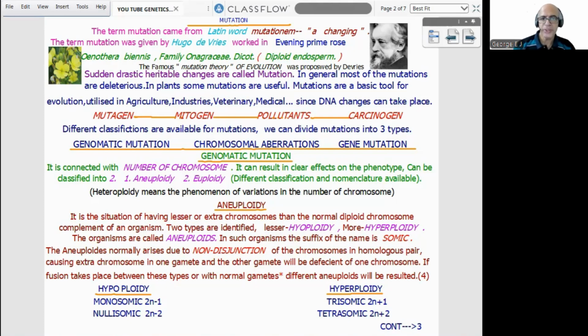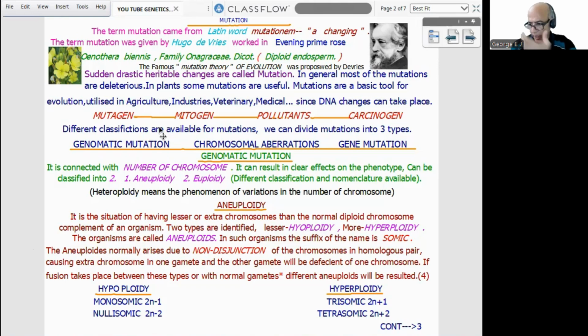Now, the famous mutation theory of evolution was also proposed by him. And what is the definition of mutation? Sudden, drastic, heritable changes are called mutation. In general, when we say mutation, it is deleterious, of no use, with adverse effects possible. But in plants, some mutations are useful. And remember, mutations are a basic tool for evolution. Artificial mutation can be utilized in agriculture, industries, and medical aspects. The reason is that DNA changes can take place.